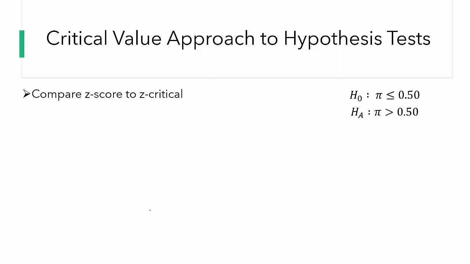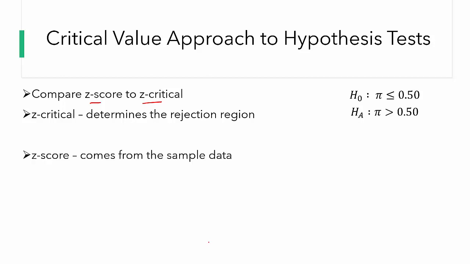So what we need to do now is compare a z-score drawn from the data to a z-critical drawn from our NORM.S.INV. I'm going to show you how to do this by hand, but I'm also going to show you how to let Minitab do this for you. Remember, the critical value determines the rejection region. So our z-critical value is going to tell us where the cutoff is in number of standard deviations. The z-score comes from the sample data. It tells us how far away from 50% our sample proportion happens to be in a number of standard deviations.